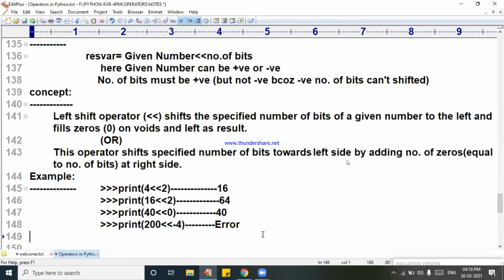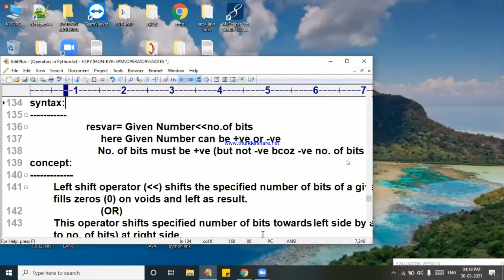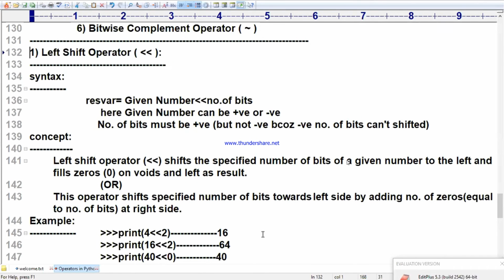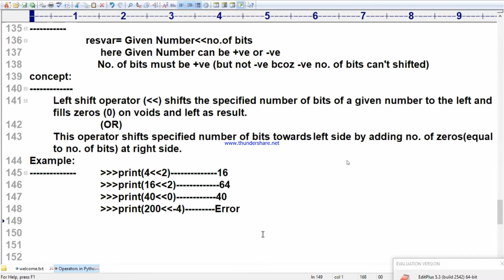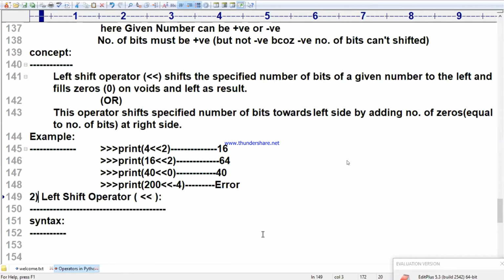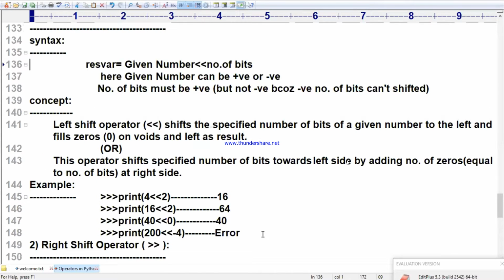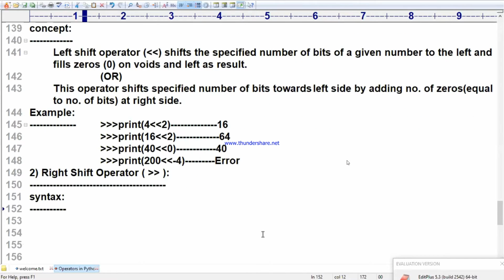Now I am going for the right shift operator. Write the subheading: right shift operator. The second operator is called the right shift operator. The symbol is changing, the concept is the same. Syntax, look at all of you. I am just writing the syntax.